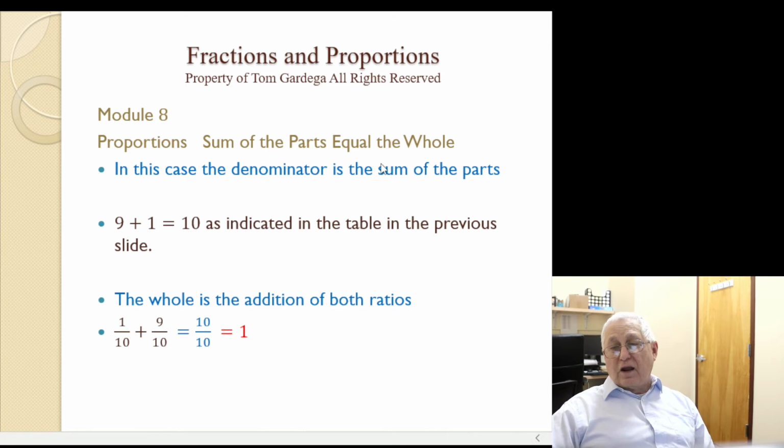In this case, the denominator is the sum of the parts. 9 plus 1 equals 10, as indicated in the table in the previous slide. The whole is the addition of both ratios. 1/10, 1 gallon water, 10 gallons total, plus 9 gallons paint to 10 gallons total. We add this together, we get 10/10 equals 1 is the whole.